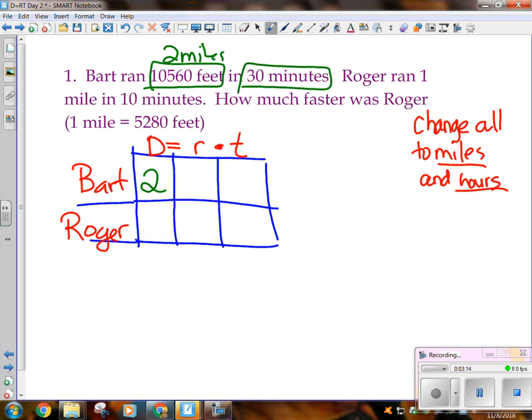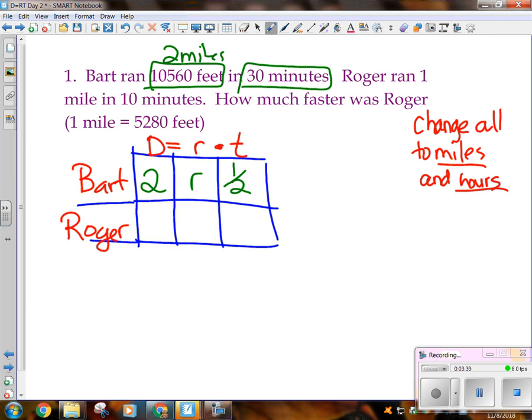What else did they give me? 30 minutes. I've got to change it to hours. What fraction of an hour is 30 minutes? That's a half an hour. Okay. So is that his rate or his time? That's his time. I'm going to use 1/2. Now, I do not know his what? Rate. So I'm just going to put an R in here.